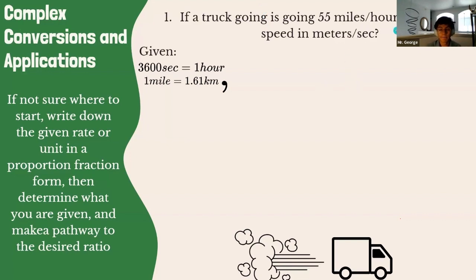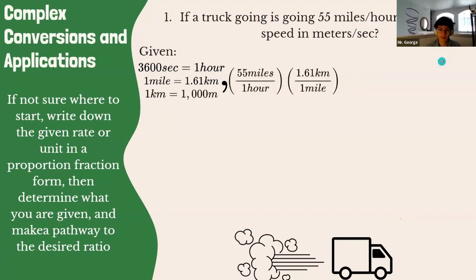55 miles per hour. And we have to determine the speed in meters per second, right? And so we're getting here that we have 3,600 seconds in an hour, and in each mile there's 1.61 kilometers. So we can set these up, and 1 kilometer is 1,000 meters. So this is the setup, all right?